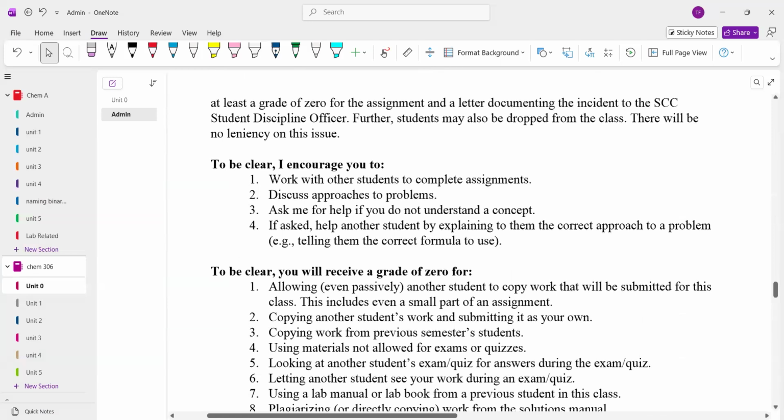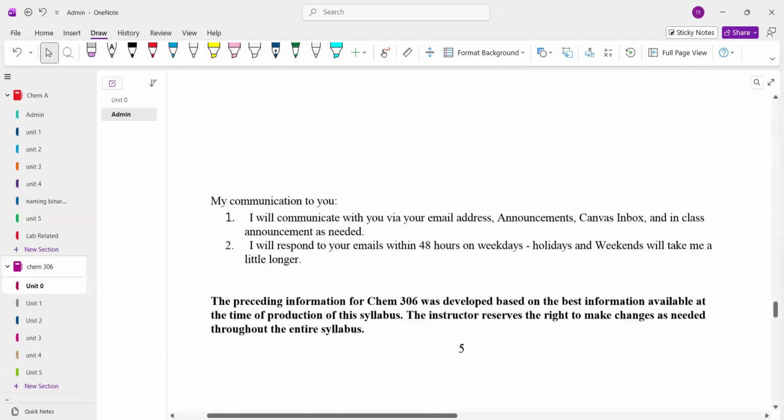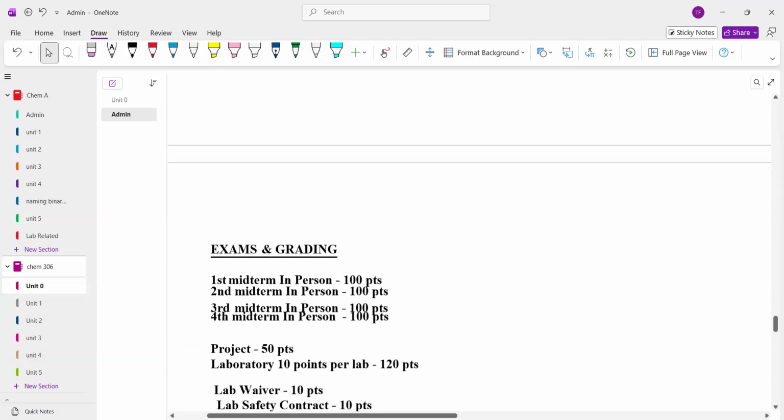Okay, I would encourage you big time to get in a study group. There's a lot of research to show that students who are in study groups achieve better than students that are working by themselves. I know some of you are loners and don't want to have anything to do with anyone else, but I'm just telling you the research.